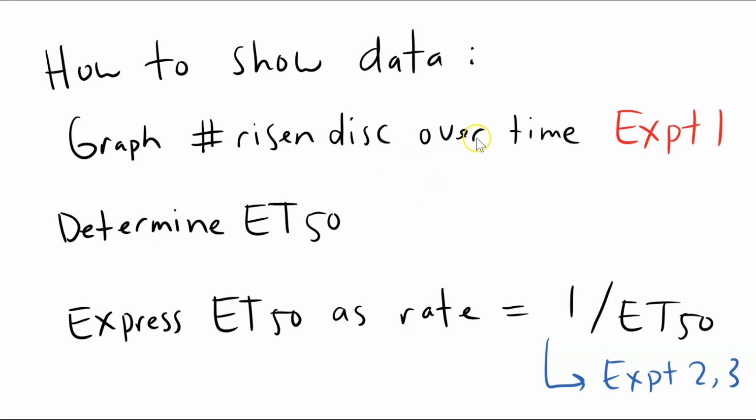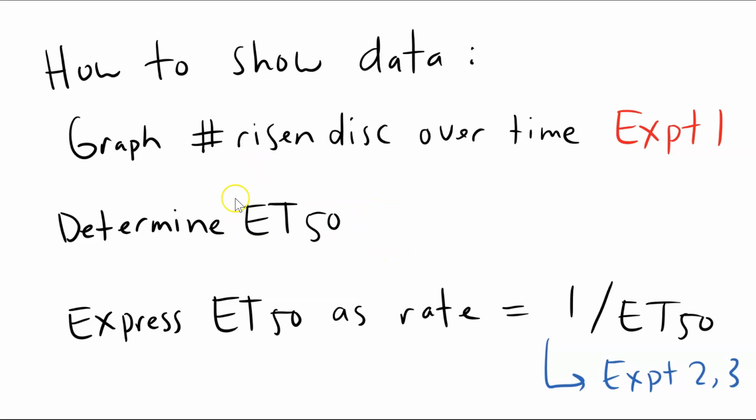Here's how I'd like for you to show your data. The tendency is going to be, well, let's just graph the number of discs that have risen over time, and that's acceptable for experiment 1. That's pretty straightforward, given the data is not very exciting. But ultimately, I'd like you to determine the ET50. That's the estimated time taken for 50% of the discs in the experiment to rise.